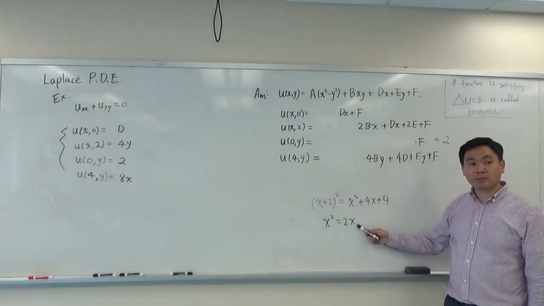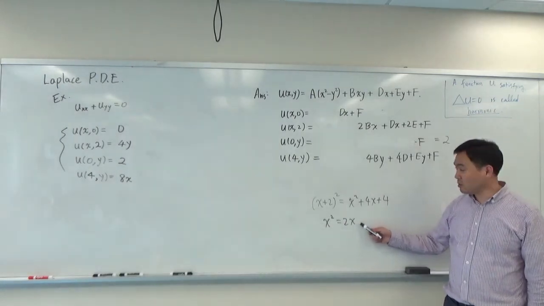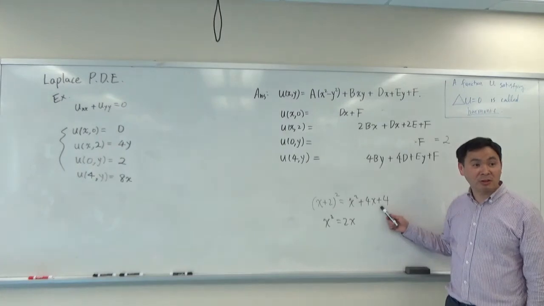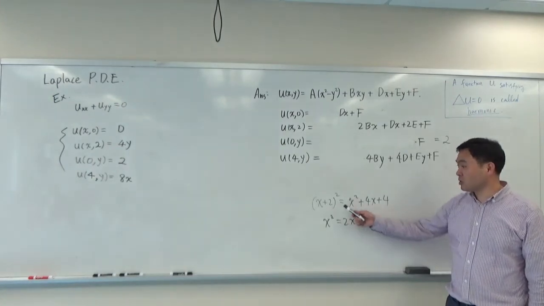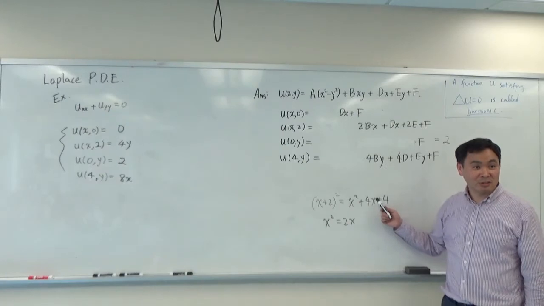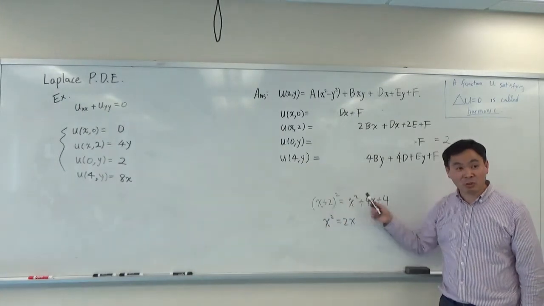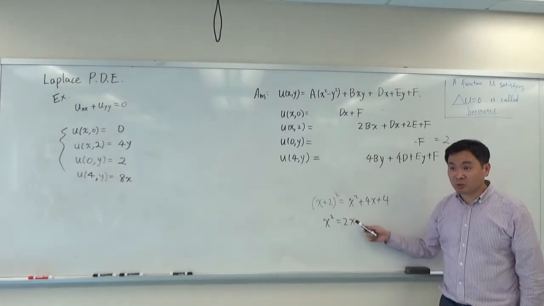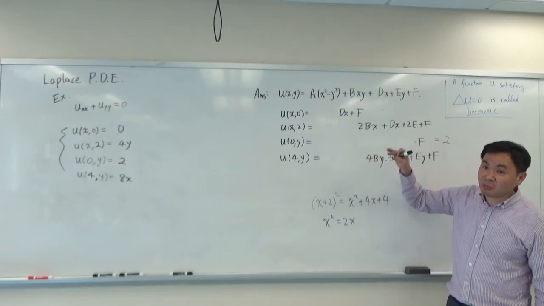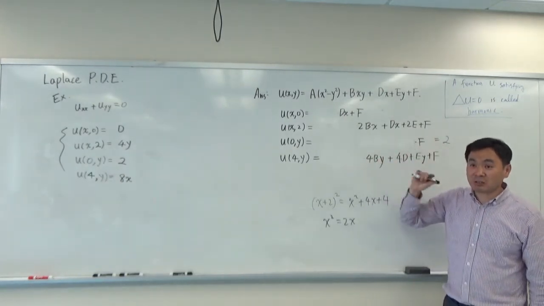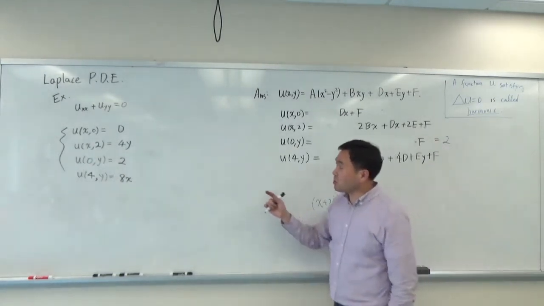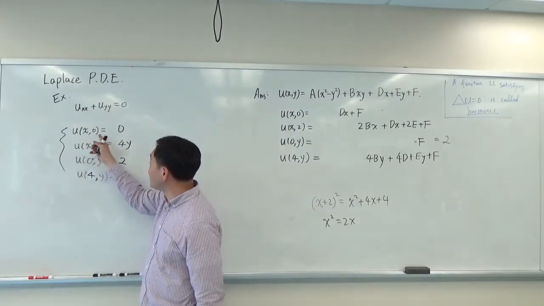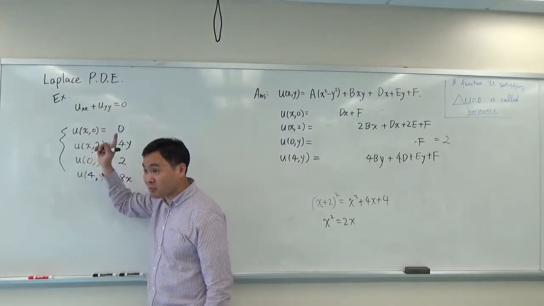Is this true for all x? No. When is it true? Only when x is 0 or 2, right? Is this true for all x? Yeah, it's always true for any x. So this equality here is equality between functions. This one is only true for some values. Differential equation is about two sides being equal as functions. So here, the left side is a function of x, and that has to be 0 for all values of x as functions.